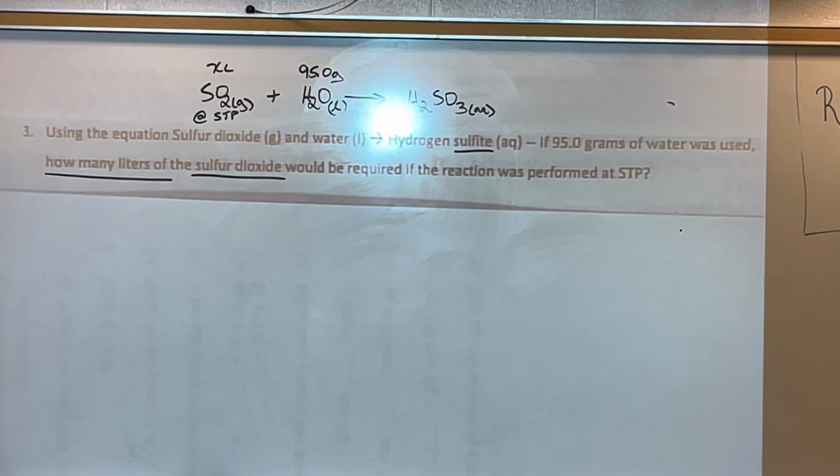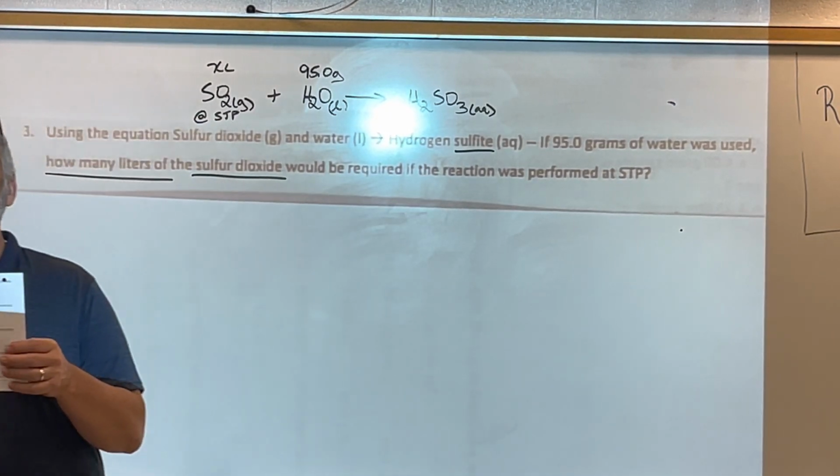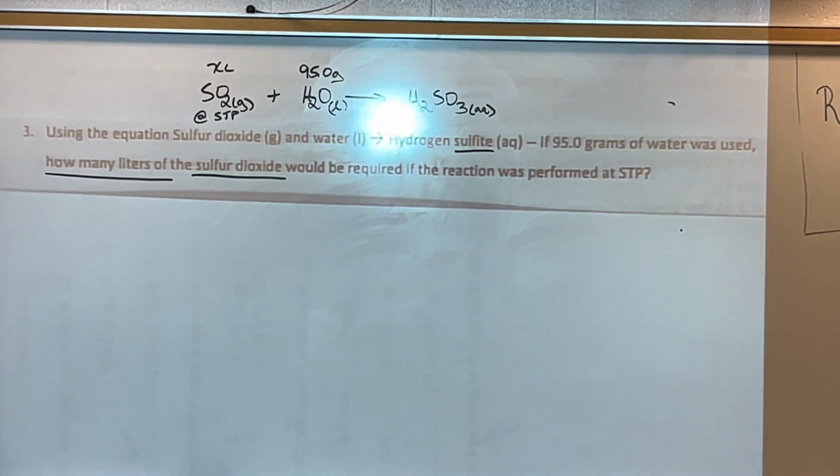Now, if you're looking at your stoichiometry roadmap, you're given grams, mass. So you're given 95 grams of water. The first step is to always take the given to moles. To go from grams to moles, we use the molar mass. Then we use the mole ratio. Everything's 1 to 1 to 1 here, so it's just 1 to 1. That gets you moles of the SO2.